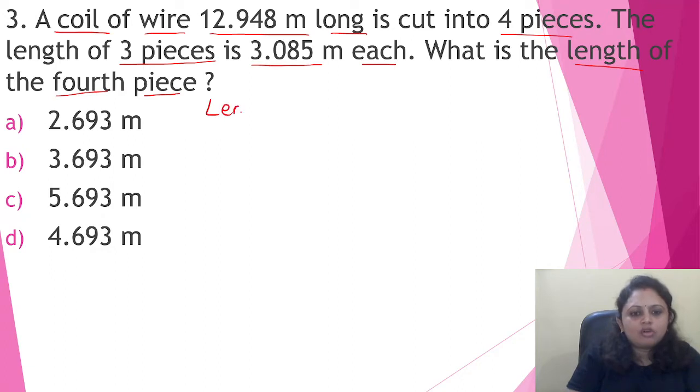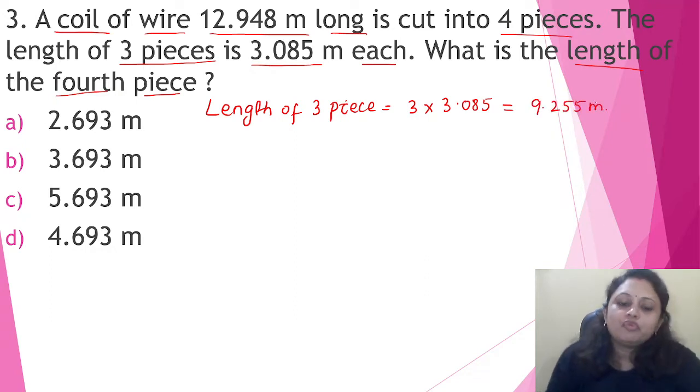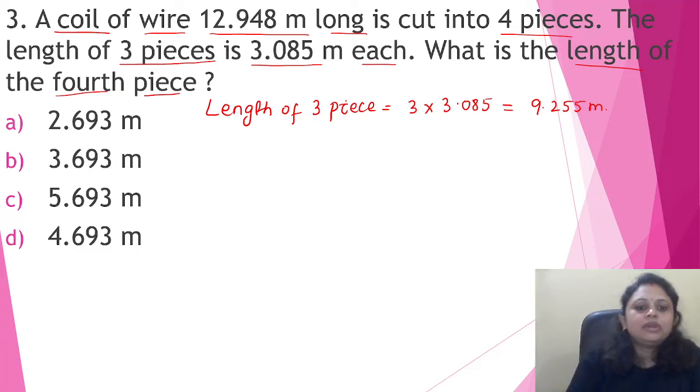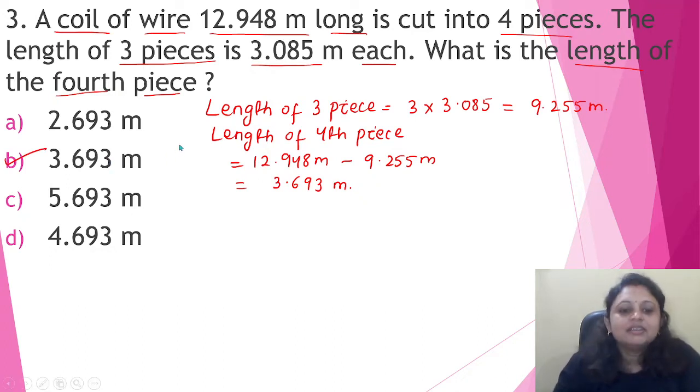So the length of 3 pieces, how to find it? The length of one piece is 3.085. So the length of 3 pieces is 3 into 3.085, which will be 9.255 meter. Now we have the length of the 3 pieces and we can easily calculate the length of the fourth piece. What is the total length? That is 12.948 meter minus the total length of the 3 pieces, 9.255 meter, and it will be 3.693 meter. That's why the correct answer is option B, that is 3.693 meter. Got it? Coming to the next question.